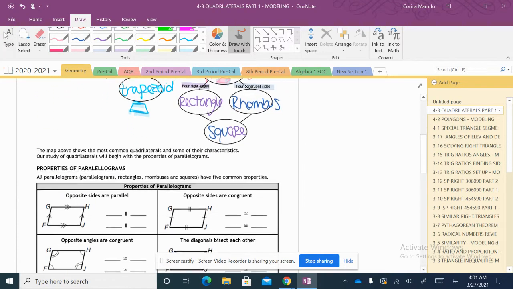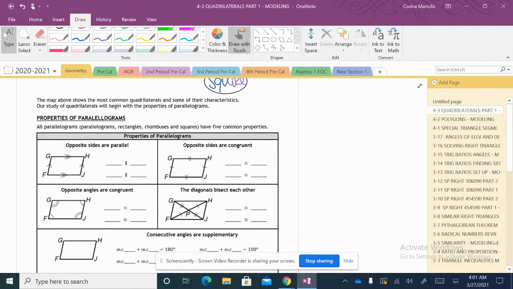So then from here it says, the map above shows the most common quadrilaterals and some of their characteristics. Our study of quadrilaterals will begin with properties of parallelograms. So our properties of parallelograms, these are parallelograms, just in case you don't remember, we have our rectangles, our rhombuses, and our squares. So they have five common properties, okay? The first one is that their opposite sides are parallel.